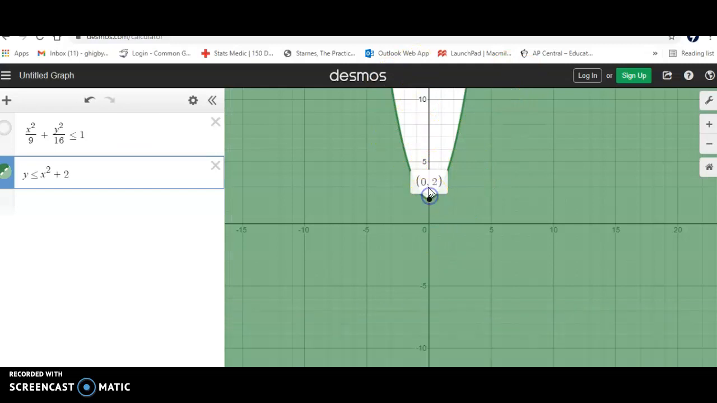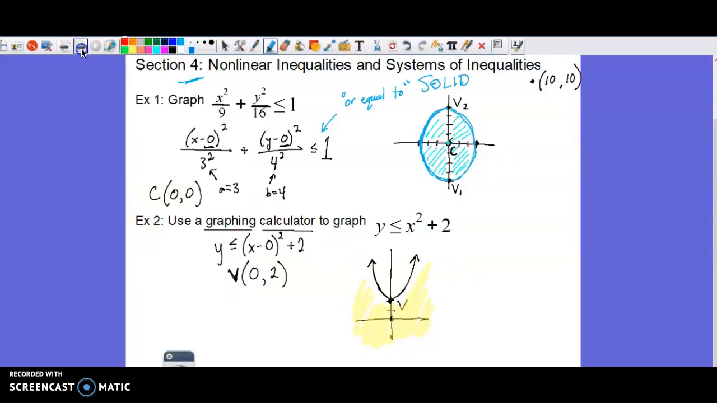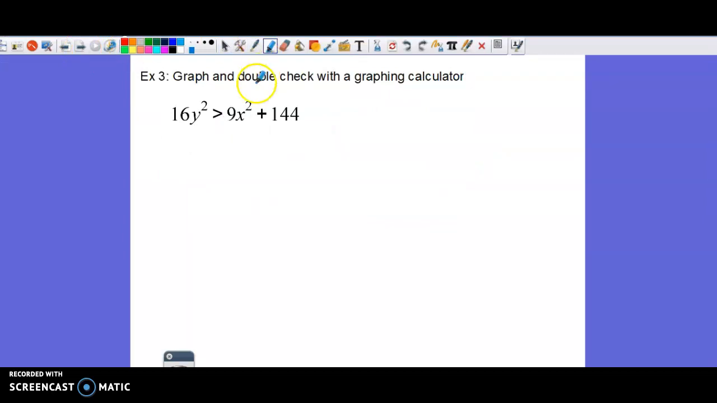So again, I want to see your vertex, as well as do you have a solid line, and did you shade correctly? That's what I'm looking for. So probably been a while for you since we've done problems like this, and I'm aware that it says to double check with a graphing calculator, but let's practice without a graphing calculator.